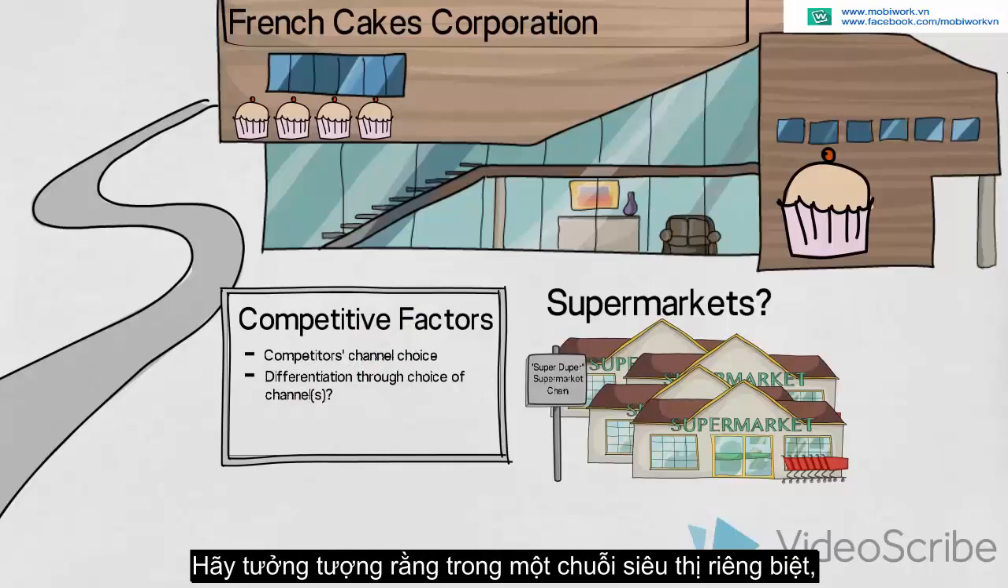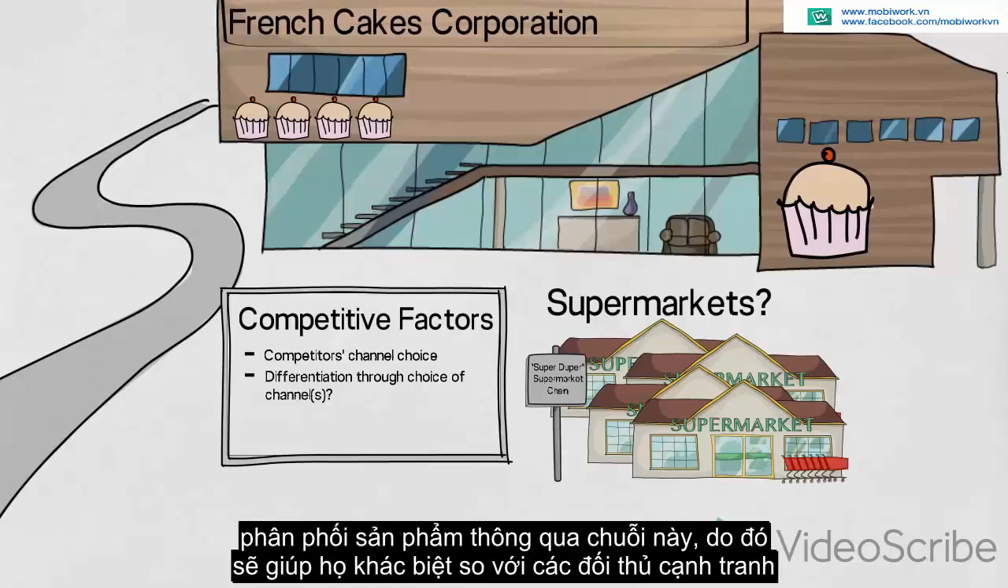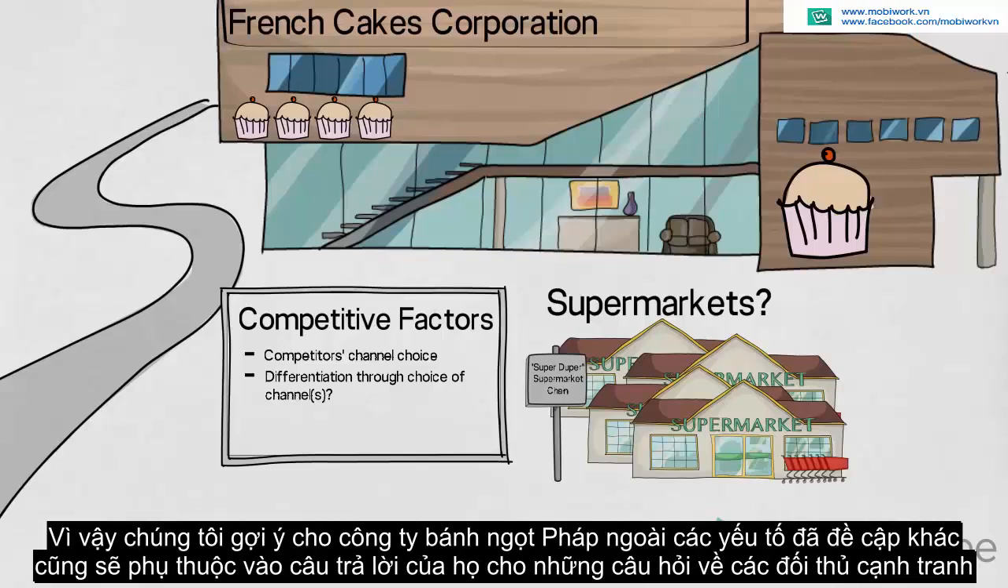Let us imagine that in one particular supermarket chain, consumers are not exposed to the competitors' cakes or desserts. Distributing the products through this chain would therefore enable them to differentiate from the competition and ultimately have a better chance of selling their products to the end consumers. So our recommendation for French Cakes Corporation would, in addition to the other already mentioned factors, also depend on the answers to these questions about the competitors.